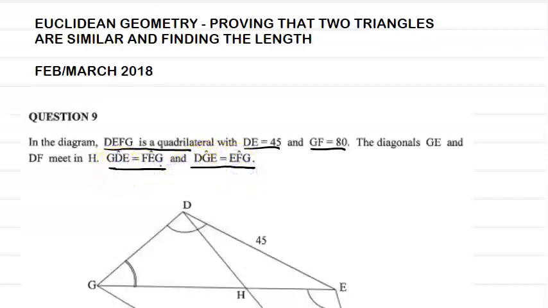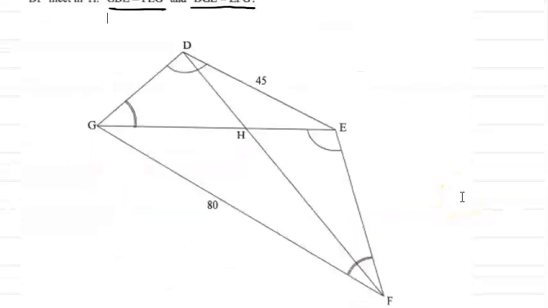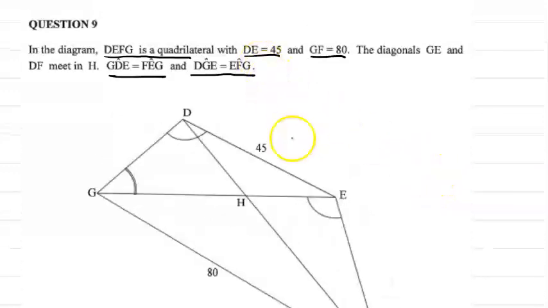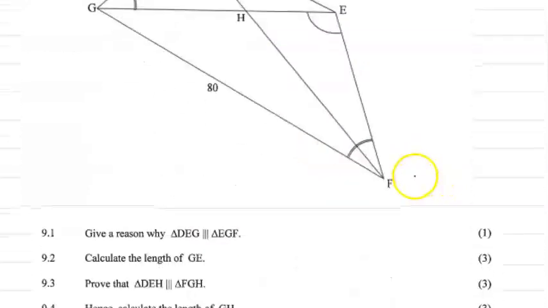First thing that we need to do is to make sure all this information is on our diagram. And we can clearly see that our angles here are given. Angle GDE is equal to GEF, and we've got DGE is equal to EFG. The symbols are quite straightforward. Now, they also tell us that DE is equal to 45 and GF equals 80. So all done. Let's go read the question.